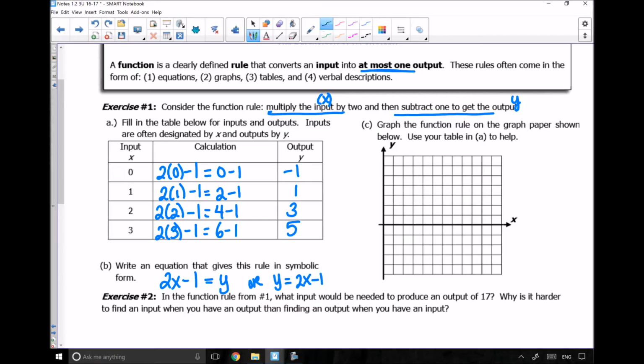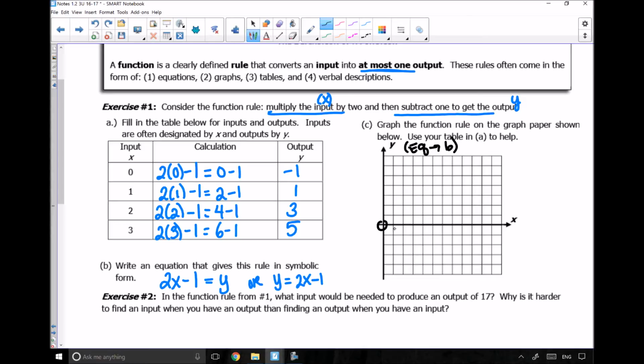Now part C says graph the function rule on the graph paper shown below. Use your table in A to help, or you could also use your equation in B to help, because this is the equation of a line. You know your slope is 2 and your y-intercept is negative 1. It's really important that we label our axes first so we know exactly what the scale is. We've got x and y here, so we don't have to label them, but if they're not there, you need to make sure you do that.